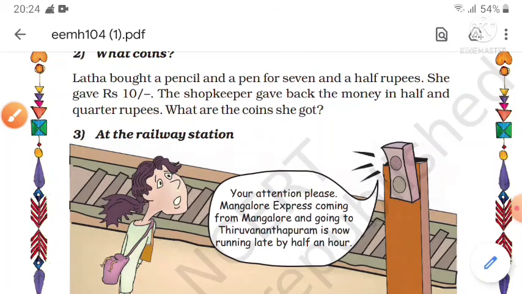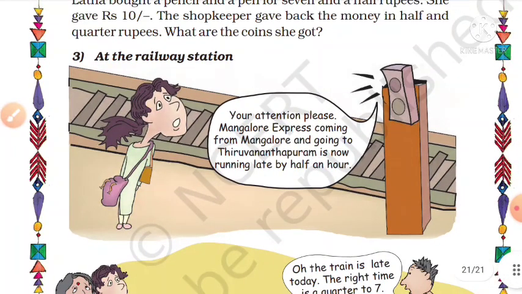Okay, next is at railway station. Your attention please. Mangalore Express coming from Mangalore and going to Thiruvananthapuram is now running late by half an hour. Oh, the train is late today. The right time is a quarter to 7. What time is the train expected to come today?